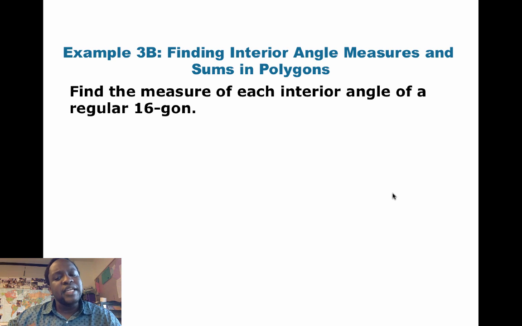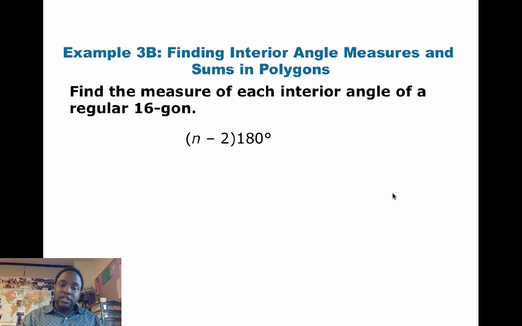Now find the measures of each interior angle of a regular 16gon. So what does it mean if a polygon is regular? Well, it means that all of the angle measures and all of the side lengths are the same, are equal. So that means if we can find the sum, and we know how many angles there are, we can divide the sum of the interior angles by the number of sides.